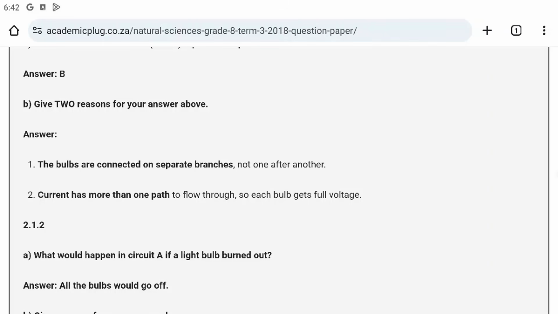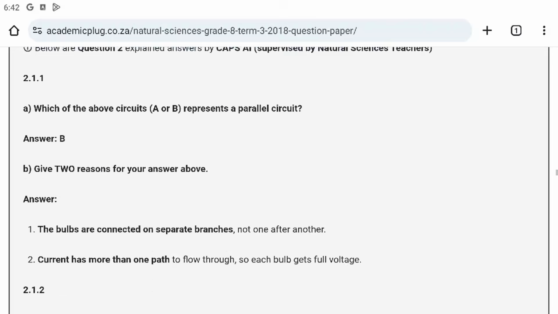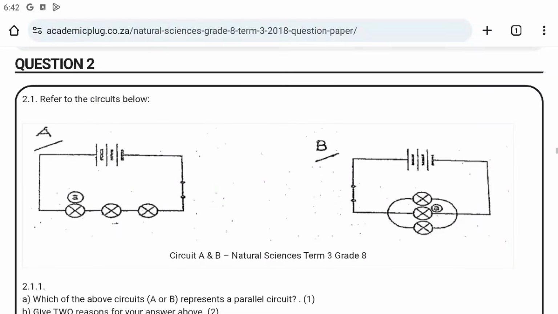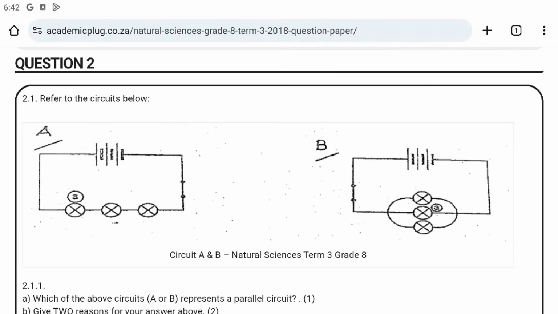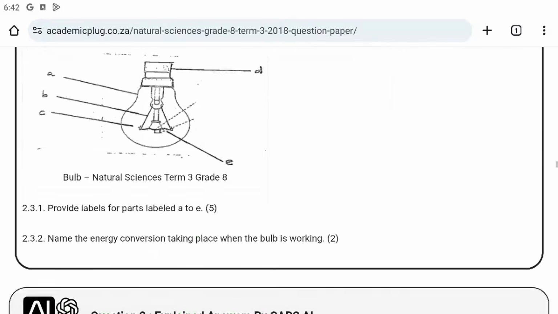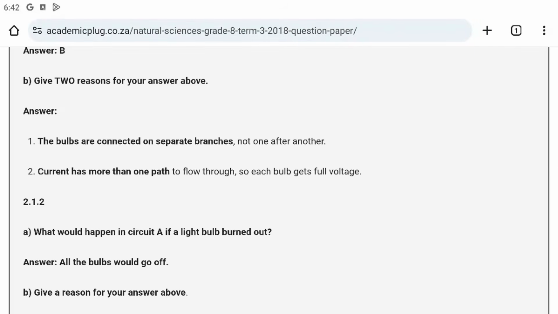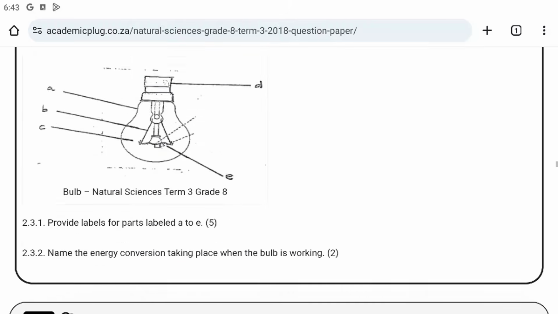The bulbs are connected on separate branches, as we saw in the picture. These branches are those ones at the bottom of the circuit. As you can see, there are 3 bulbs there. The second one says current has more than one path to flow through, so each bulb gets full voltage.